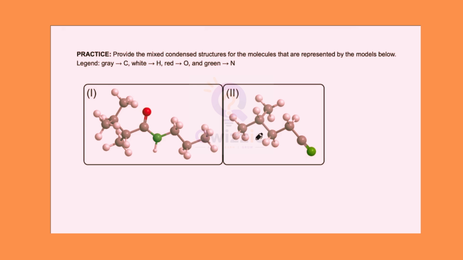Here's our next problem. Provide the mixed condensed structures for the molecules that are represented by the models below. Legend: gray is carbon, white is hydrogen, red is oxygen, and green is nitrogen. So we have two different models here. They're ball and stick models.